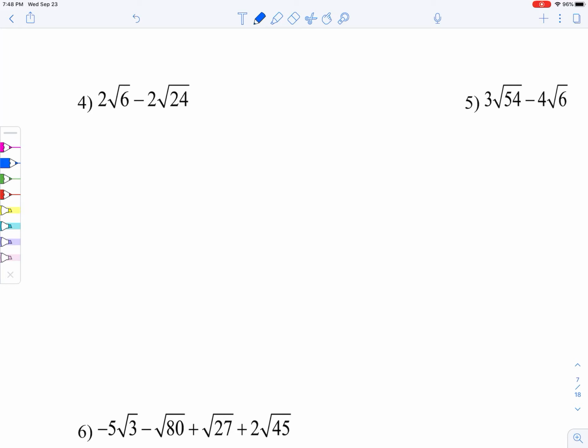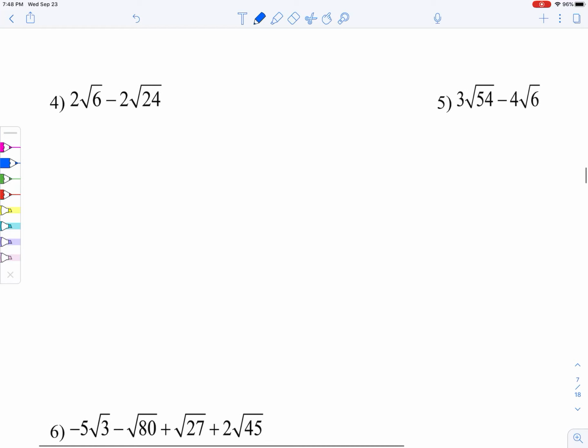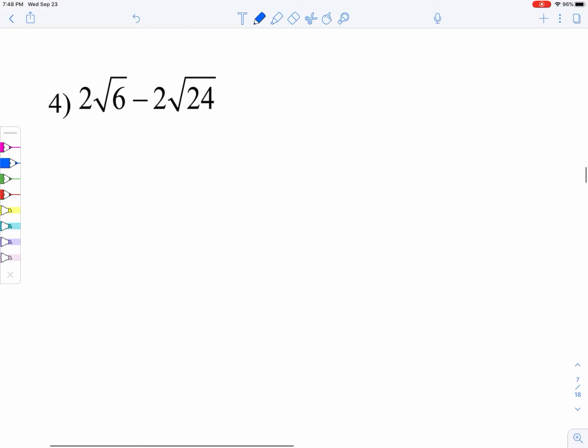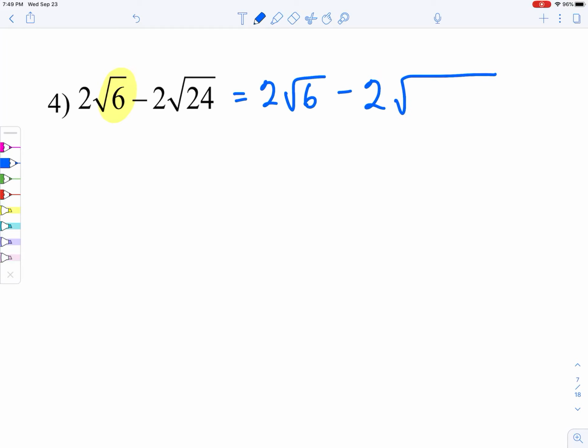Question 4. For question 4, we've just got 3 more to go. I've got 2 root 6 minus 2 root 24. This root 6 here is a hint. It's saying in the next radicand, there probably is a factor of 6 hiding in there. So let's see if that's true. I leave the 2 root 6 minus 2. Now if I divide 24 by 6, I get 4, and 4 just happens to be a perfect square. So I'm going to write this as 2 root 4 root 6.